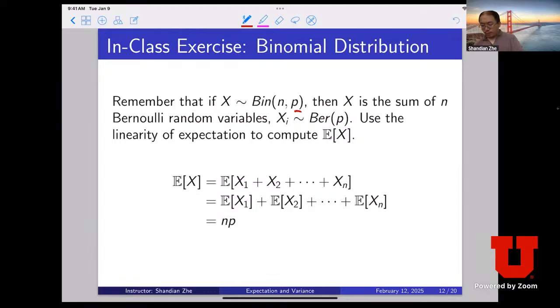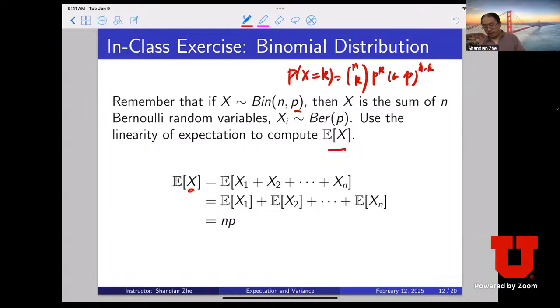Now if we want to compute the expectation of x, of course, we know the PMF of x. X equals k is a combinatorial number, n choose k, times p to the power of k, times 1 minus p to the power of n minus k. Then you add up all possible values k that x can take, multiplied by the probability. Doing that is doable, but not very fun. Instead, there's another way.